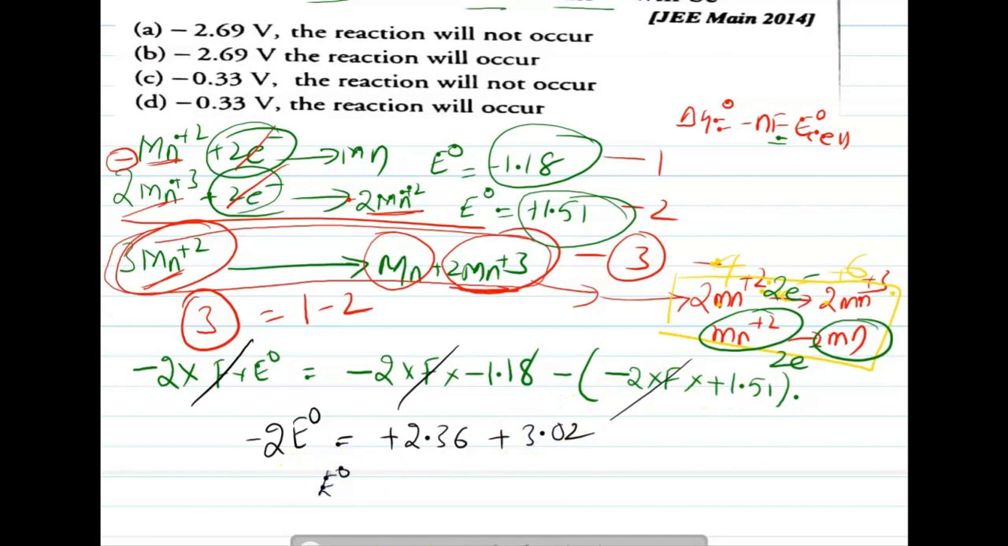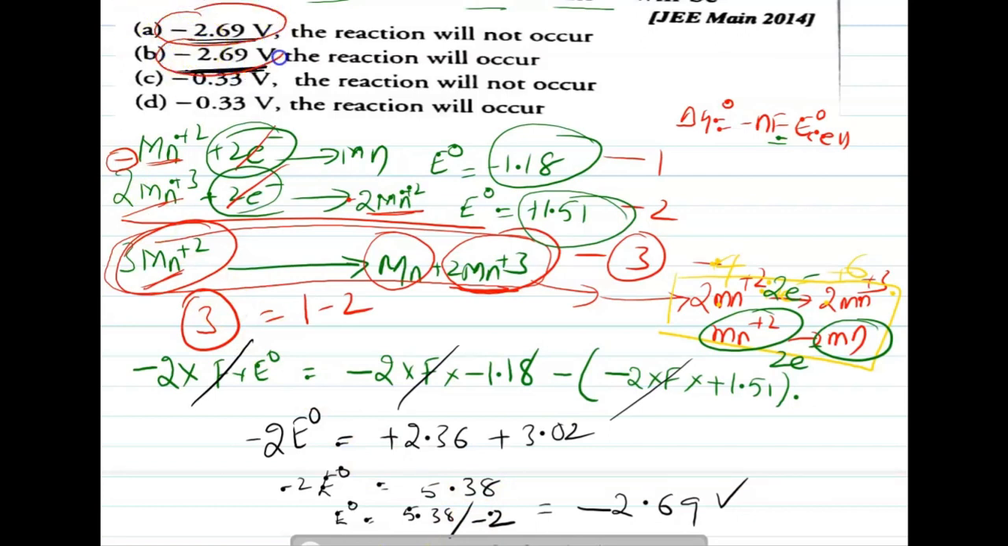So that is minus 2 E naught is equal to, if you add them, 5.38. So that is E naught is equal to 5.38 by minus 2. So you will get the answer as minus 2.69. So this will be the answer. In both cases you have minus 2.69 as the answer.